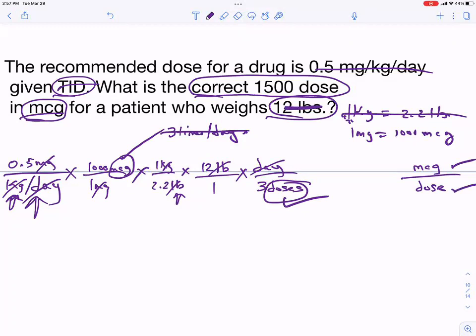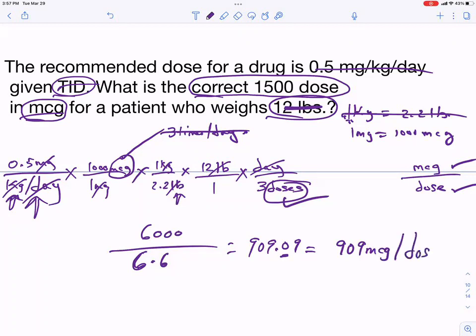So 0.5 times 1 times 12 times 1,000 is 6,000, I hope. And 2.2 times 3 is 6.6. And when I divide 6.6 into 6,000, it gives me 909.09. My rounding rule is greater than 10, I round it to a whole number, and 0, I don't round up. So I'm going to give 909 micrograms every time I give a dose to that child.